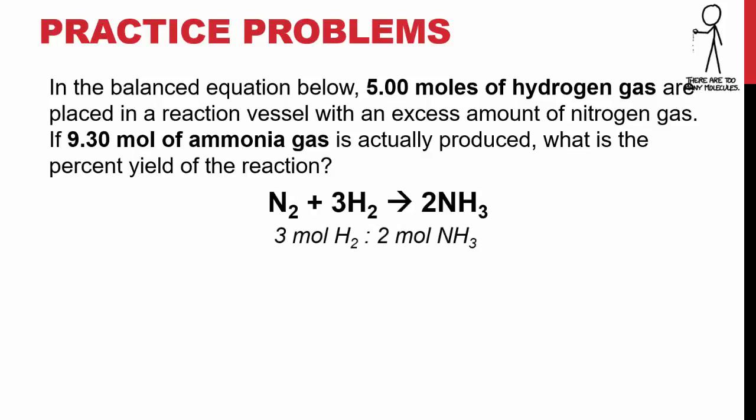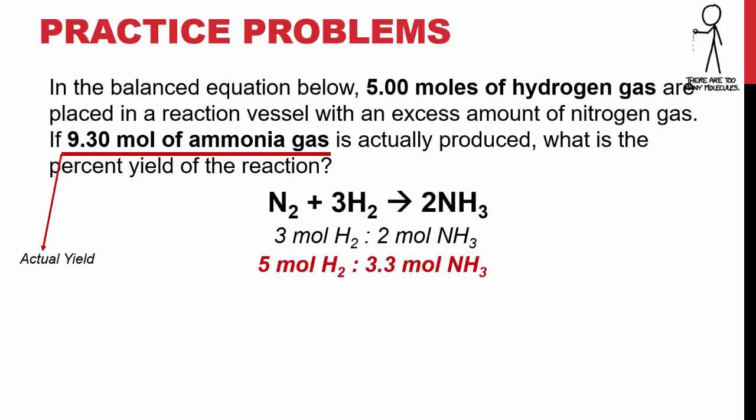So you're noticing in your mole-to-mole ratio, it is a 3-to-2 ratio. But in your problem, your actual is 9.3. You're not going to actually put that in your ratio. But you're using 5 moles of hydrogen gas. So if you were to make a ratio, that's 5 times 2, which is 10. 10 divided by 3 tells us our answer is 3.3 moles of NH3 gas.